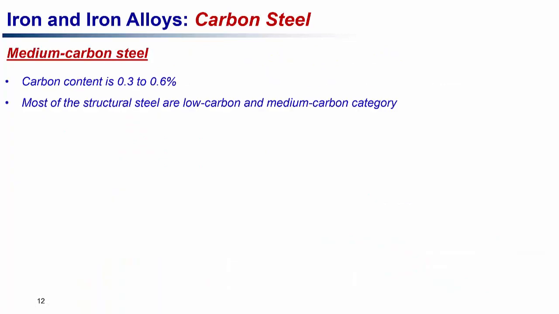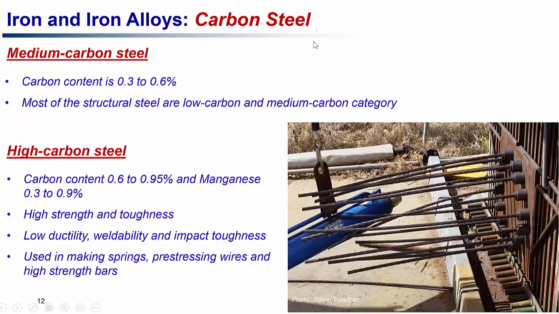Steel containing 0.3% to 0.6% carbon is classified as medium carbon steel. Most of the structural steel used in the construction industries is in either the low carbon or medium carbon category. The increase in carbon content in steel increases its strength and toughness. Steel containing carbon in the range of 0.6 to 0.9% is classified as high carbon steel.